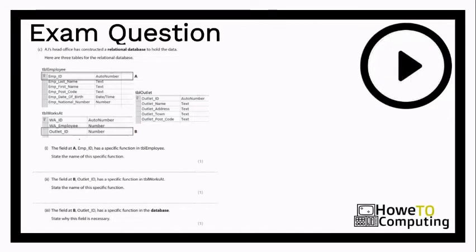Okay, so we're back. This is the exam question. State the name of a specific function. A, that is a primary key. So the first one is primary key. B, state the name of this function. Here you can see it exists on this table, but here it is also a primary key, so that means that it is a foreign key. And then state why it's necessary. A foreign key creates the link between the two tables to create a relational database.